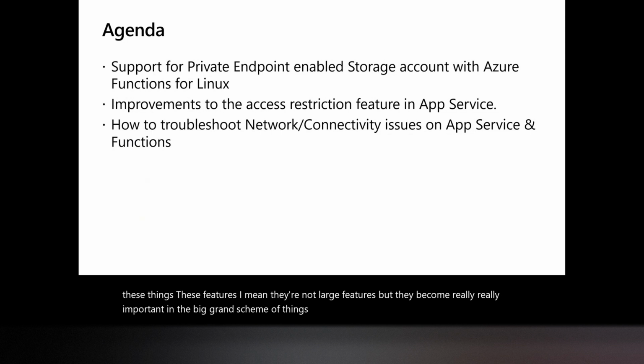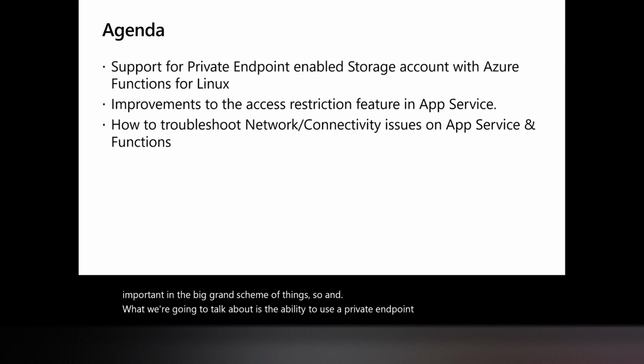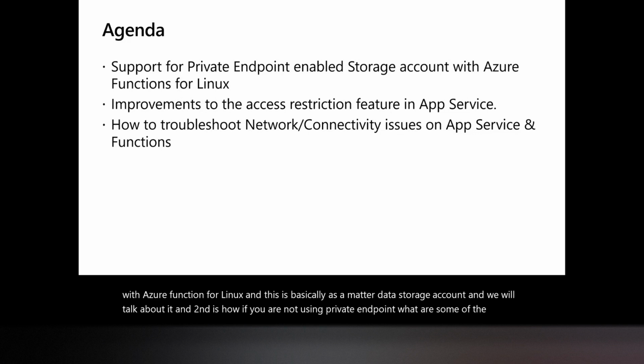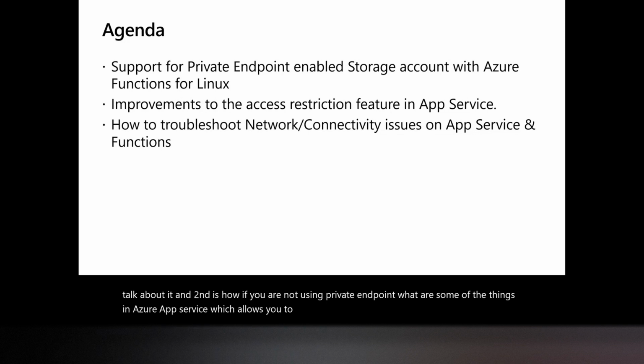What we're going to talk about is the ability to use a private endpoint enabled storage account with Azure Function for Linux, basically as a metadata storage account. Second is how, if you are not using private endpoint, what are some of the things in Azure App Service which allow you to restrict traffic to your app service, in conjunction with interesting scenarios such as Front Door. And if time permits, we will take a look at some of the enhancements for how you can troubleshoot network and connectivity issues with App Service and Function.